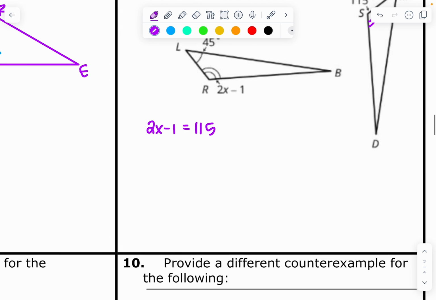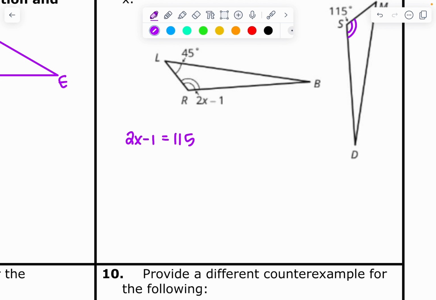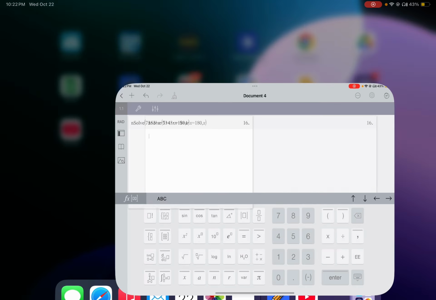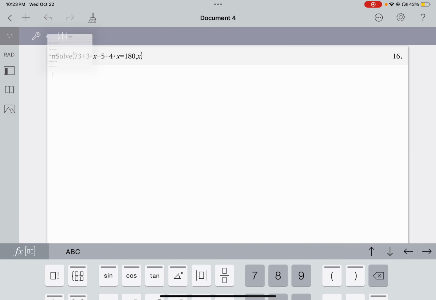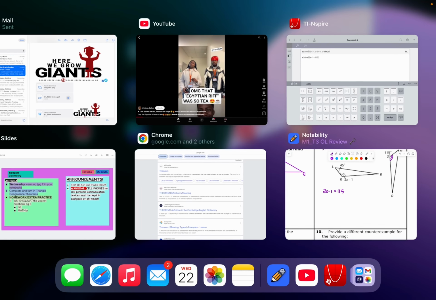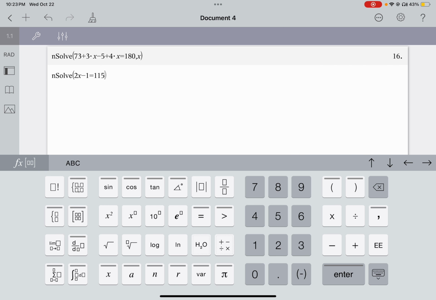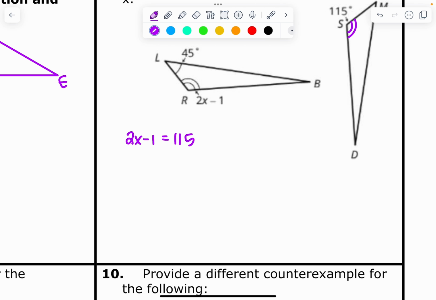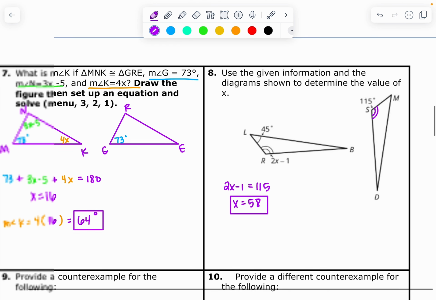If you don't know how to solve this by hand, you can use NSolve. So I'm going to go back to my calculator, go to menu, algebra, numerical solve. We're going to type it in. Type that in correctly, and don't forget your comma x. Enter, and we get 58. So x equals 58. Use your Inspire calculator to solve the equation if you do not know how to solve it.